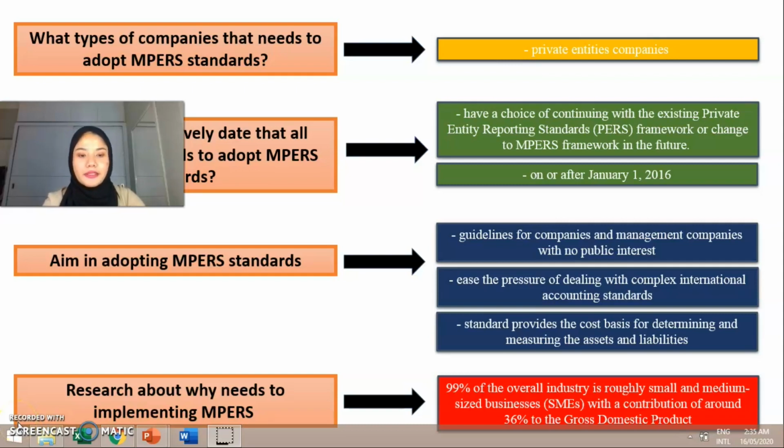Next is research about why we need to implement MPERS. Ninety to ninety-nine percent of the overall industry is roughly small and medium-sized businesses, which is SME, with a contribution of around 36% to the gross domestic product. That's why we need the MPERS standard, because in Malaysia we have a lot of businesses in the SME category.